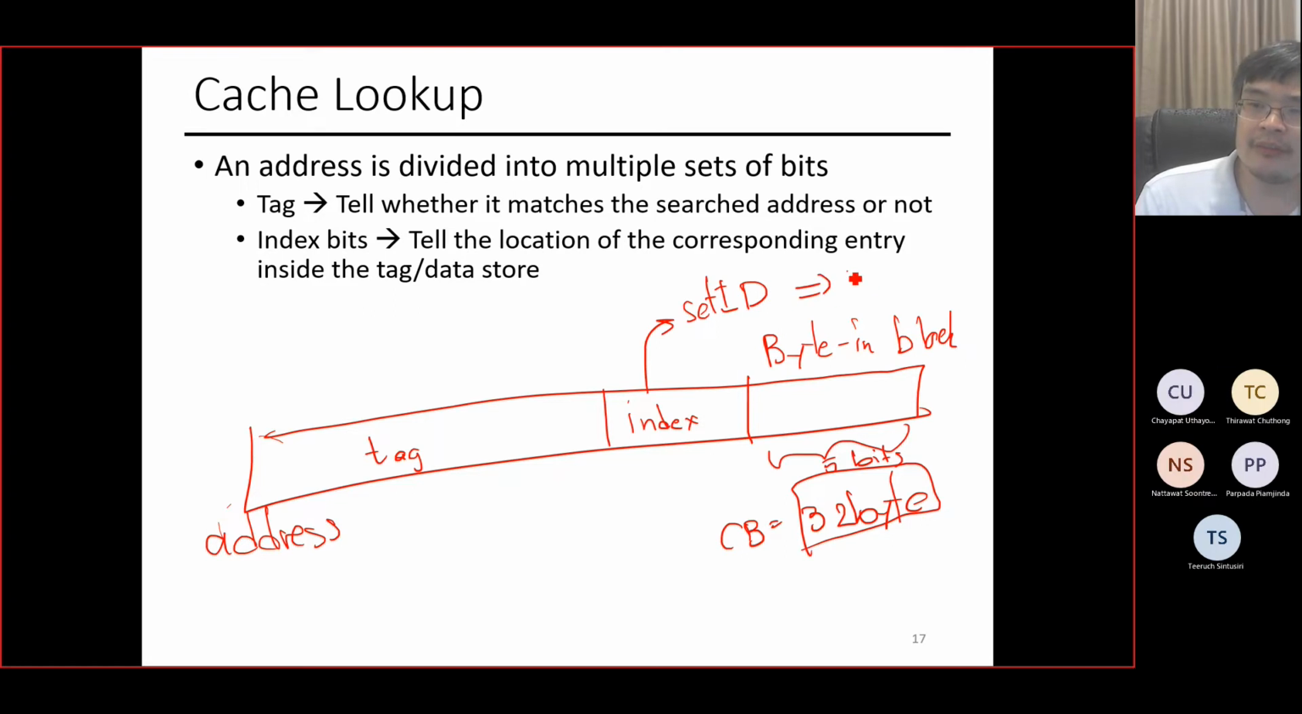Let's say, for example, you have 8 hash sets. How many bits do we need for the index to be able to tell set 0, set 1, set 2, set 3, set 4, set 5, set 6, and set 7? How many bits do we need there for the index bit if we have 8 hash sets?